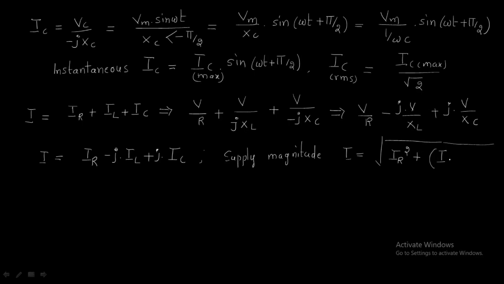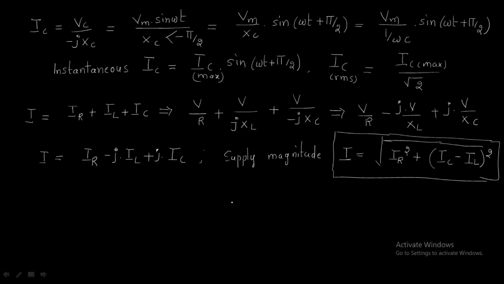IC minus IL squared. Why is it so? Here plus IC, there minus IC. There is no problem actually, because it is the square term. IC minus IL or IL minus IC, no problem. But in order to understand the sign, we are doing all these things. So finally, the supply current I equals the square root of IR squared plus (IL minus IC) squared. Just substitute and we will get that.